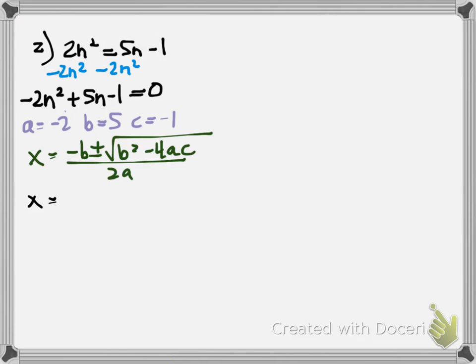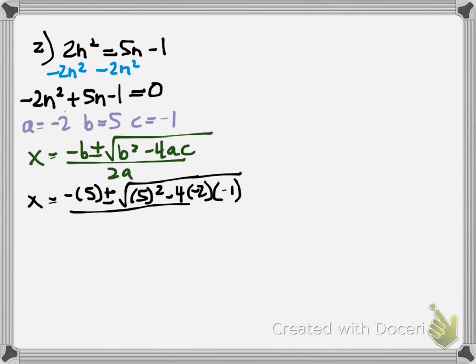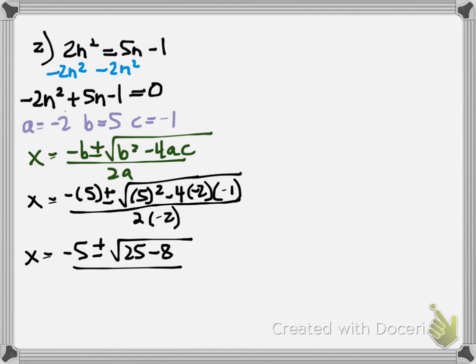So we get x equals the negative of the b value, which is 5, plus or minus the square root of the b value 5 squared, minus 4 times the a value negative 2 times the c value negative 1, all over 2 times the a value negative 2. So I get x equals negative 5 plus or minus the square root of 25. 3 negatives make a negative. 25 minus 8 all over negative 4. So I get x equals negative 5 plus or minus the square root of 17 all over negative 4.